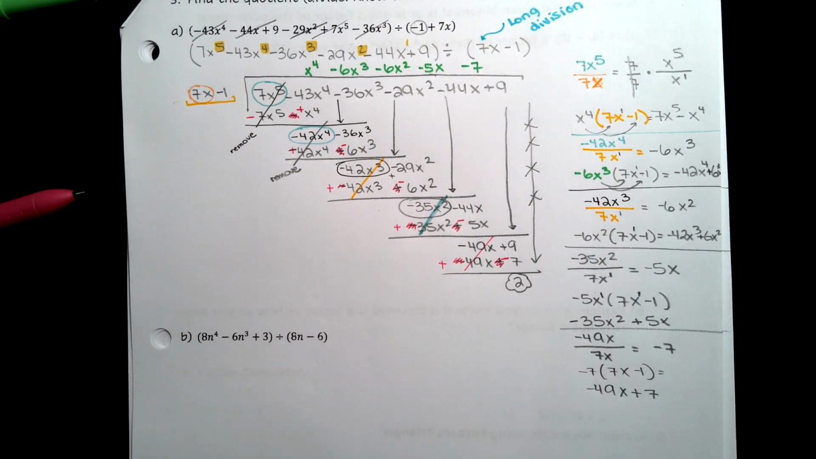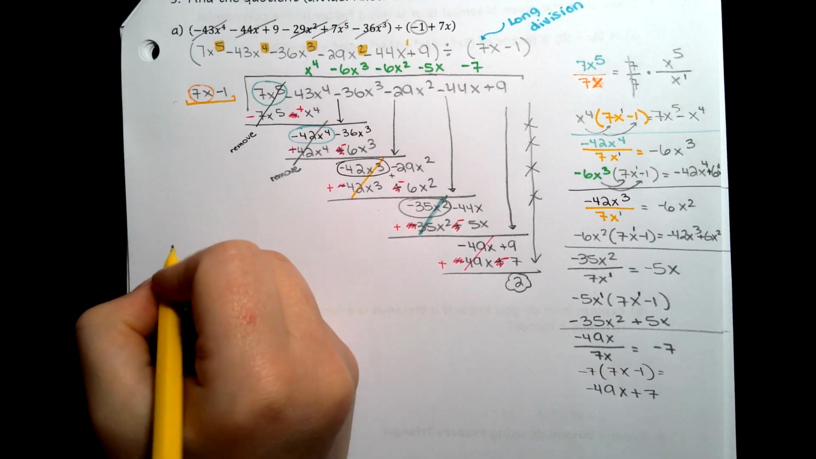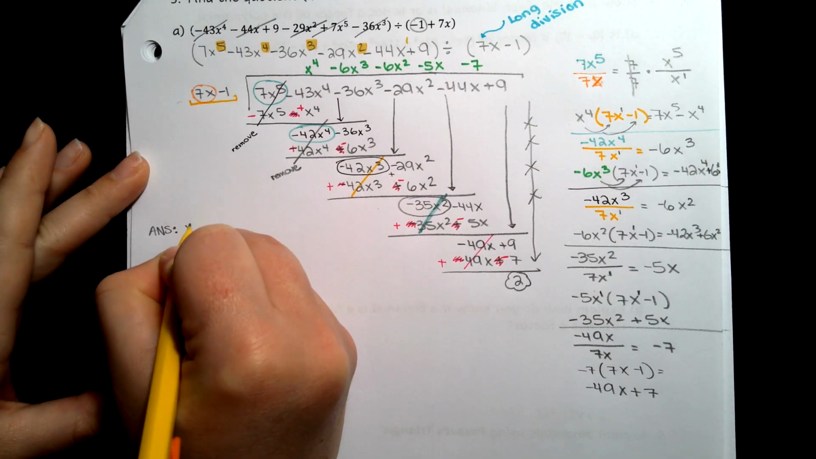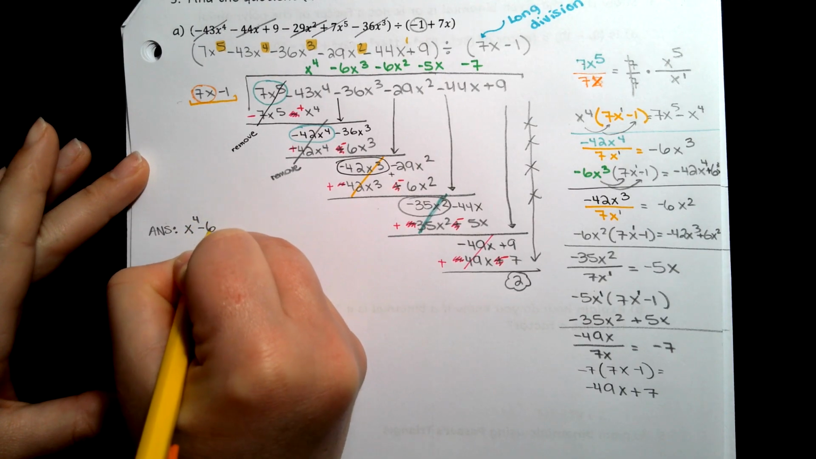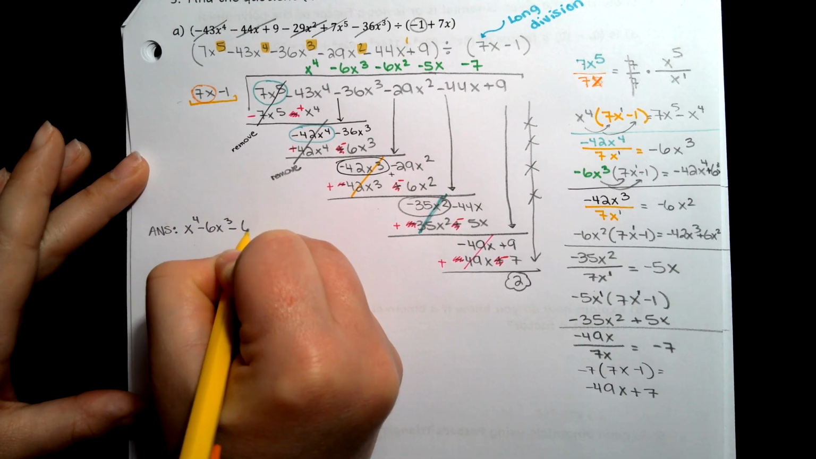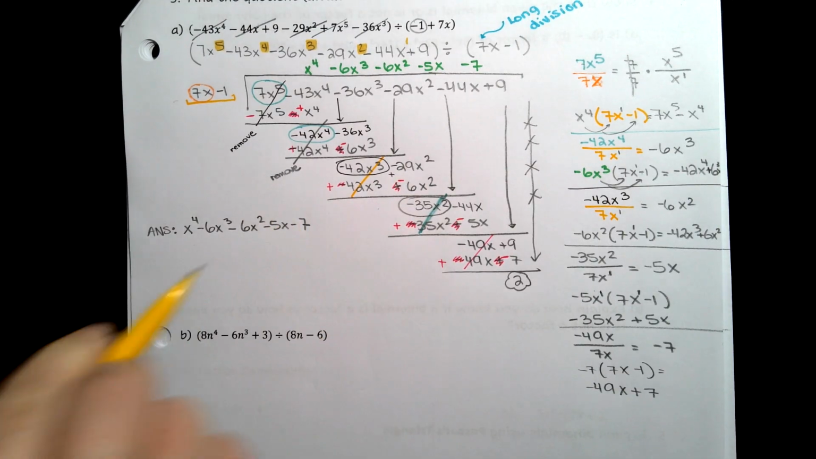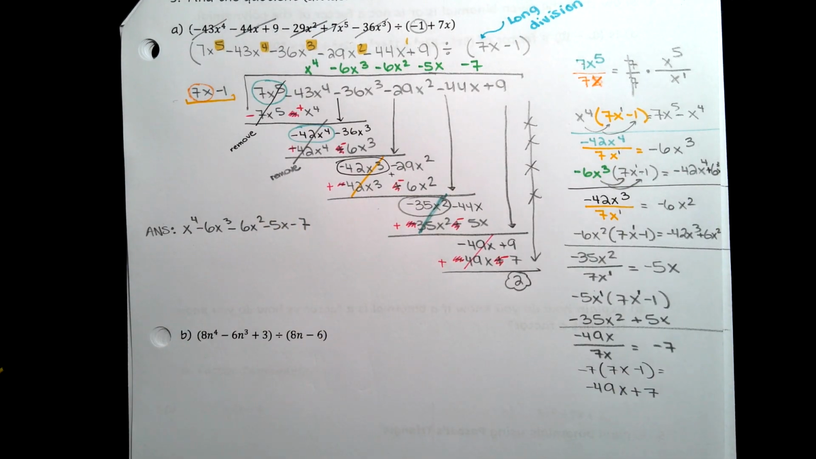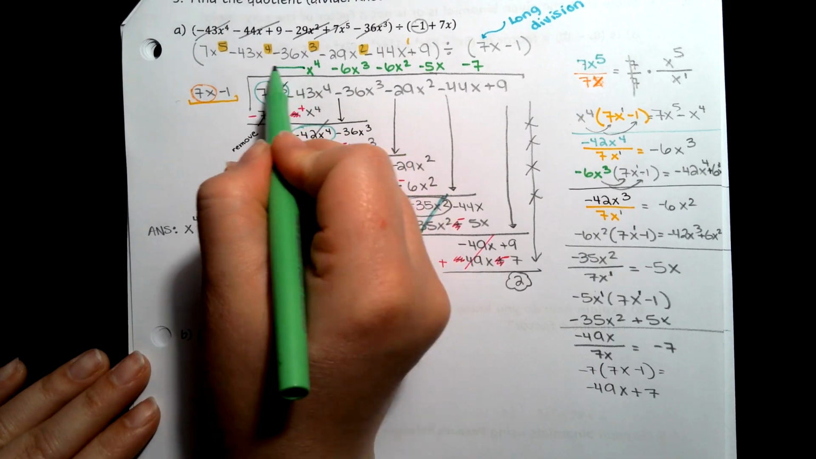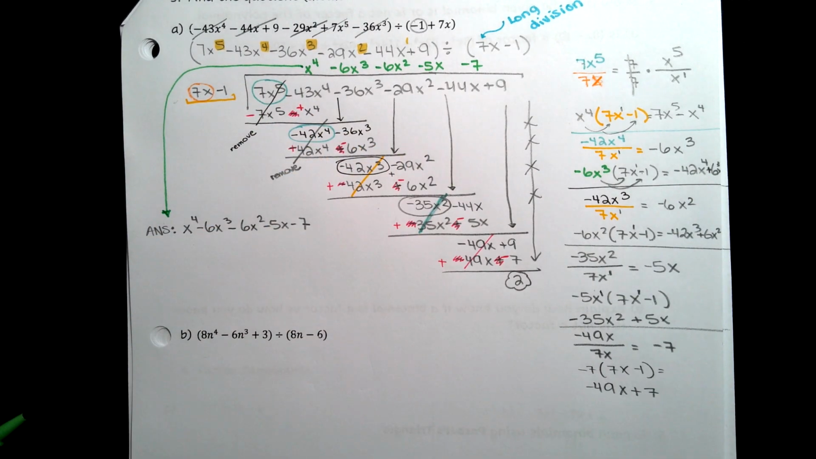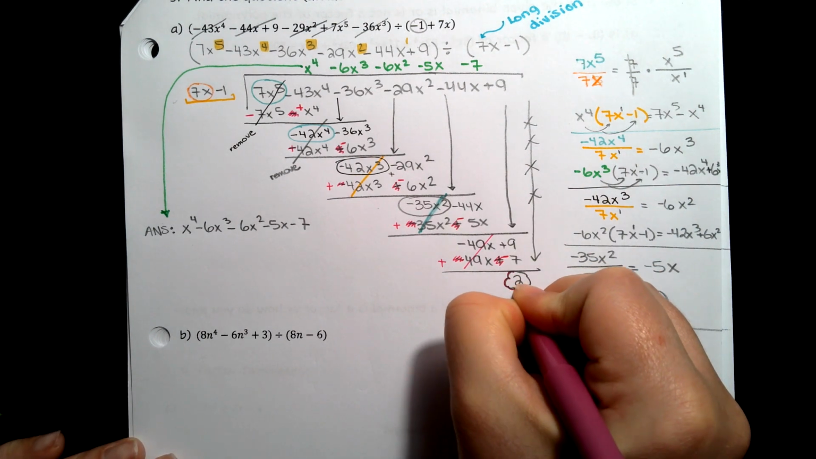Okay, but this is not our answer. We have to actually write our answer. Our answer here is taking that x to the 4th power minus 6x cubed minus 6x squared minus 5x minus 7. So all of that came from here. And then since we did have a remainder, we're going to pick up that remainder, this 2.